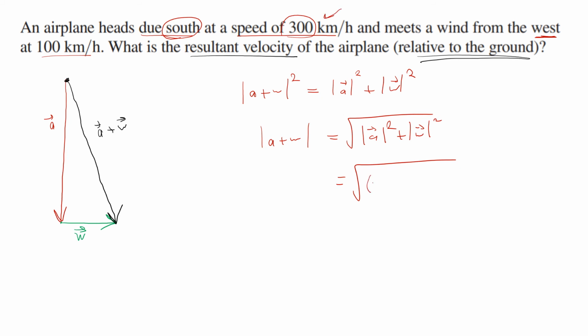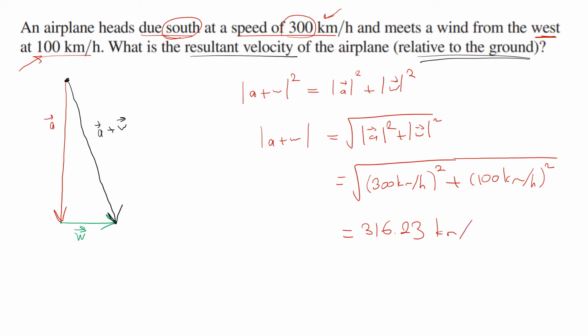So I can just put 300 kilometers per hour squared plus the wind, which is 100 kilometers per hour squared, to find the value of my resultant, right? When I do that, I get a value of 316.23. And that is in kilometers per hour as well. So I did find the resultant velocity.